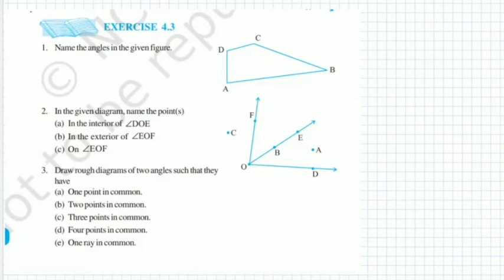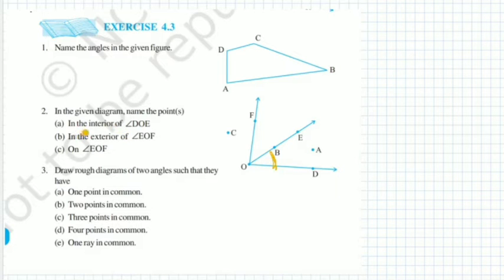Coming to the next question. In the given diagram, name the points in the interior, in the exterior, and on the angle EOF. First triangle they have given as DOE. Where is DOE? So D is here, OE. So they are speaking of this angle.